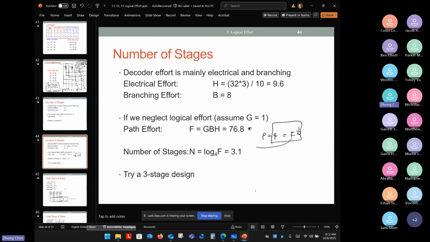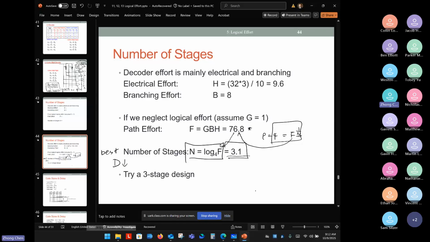And we calculate the F value here. So in order to get n, the equation is n equals log base 4 of F. So you just put the F value in there, and you get the number of stages. This is the best number of stages for the smallest amount of delay. You get a value here.